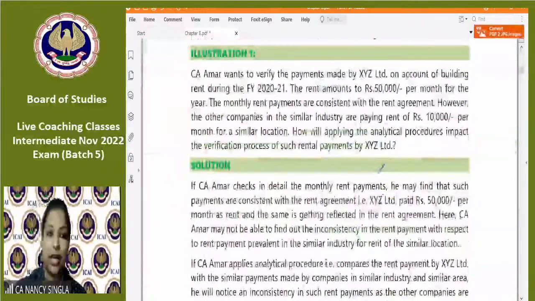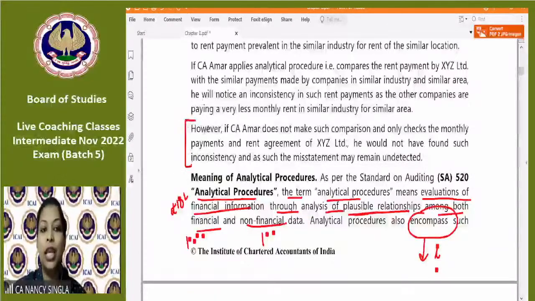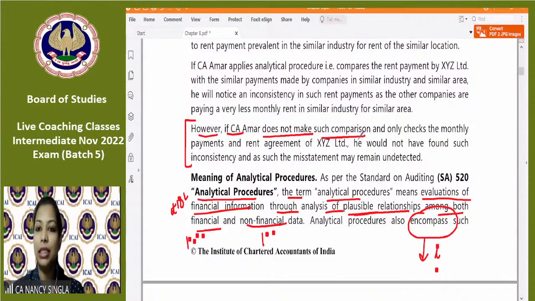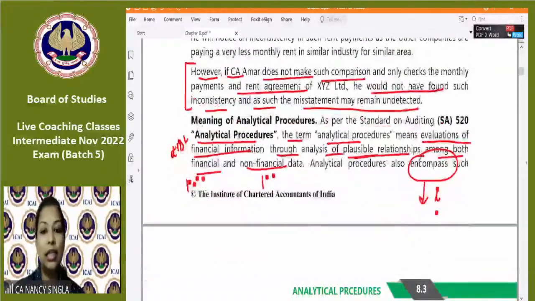Okay? Now, the example of that 50,000 rent. So, I'll read the conclusion here. However, if CA Amar does not make such comparison, what comparison? The rent being paid by the other companies in the similar area for the similar premises, and only checks the monthly payments and rent agreement of XYZ Limited, he would not have found the inconsistency, and as such, the misstatement may remain undetected. Clear?